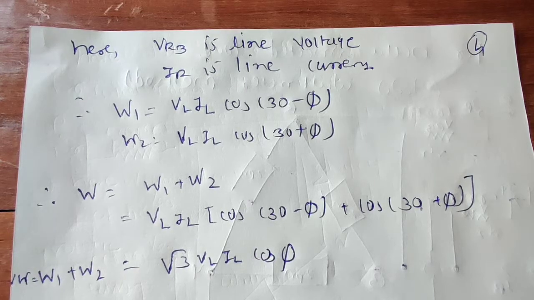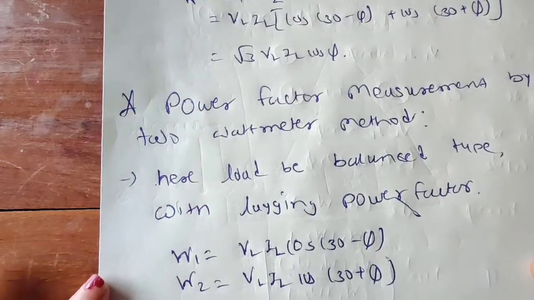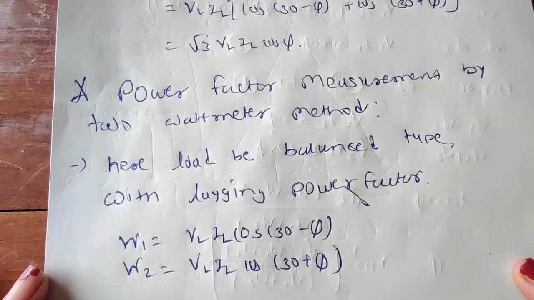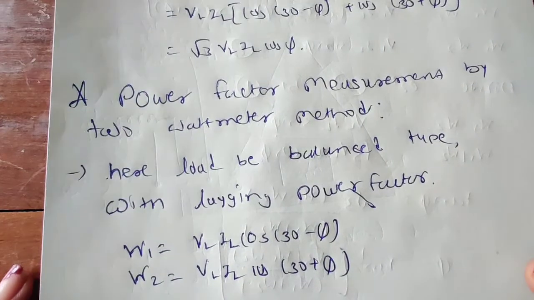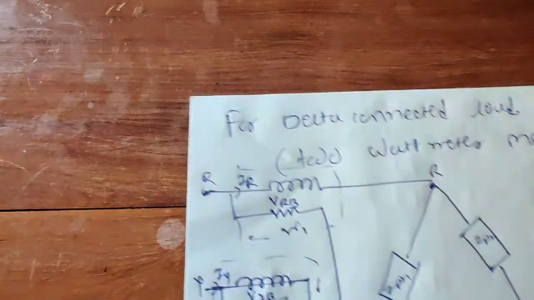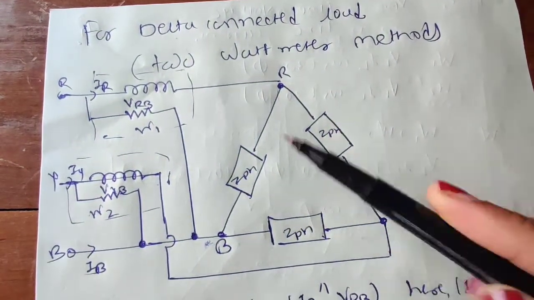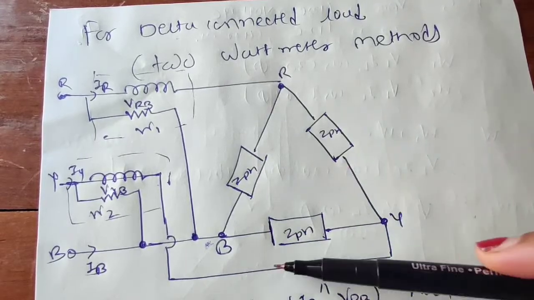This is all about the total power measurement in a star connected load. Now what about the delta connected load? Here the load is connected in a delta fashion, in a delta pattern. This is called a delta connected load. This is ZPH, ZPH, ZPH, with R, Y and B. This is a delta connection.